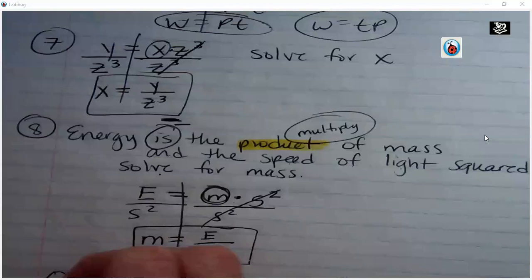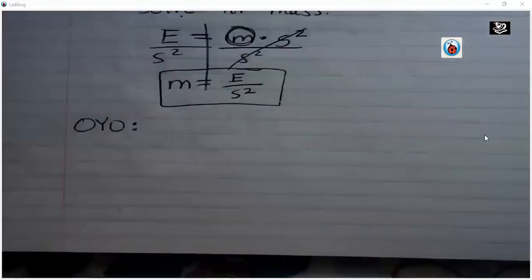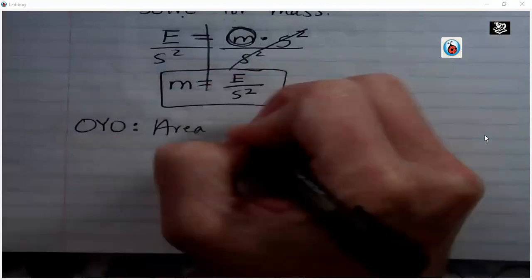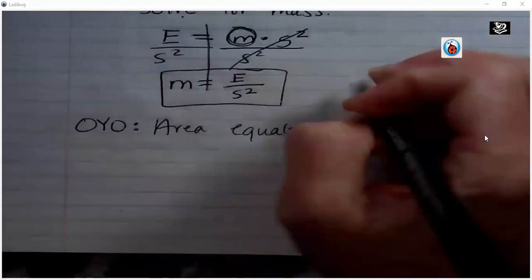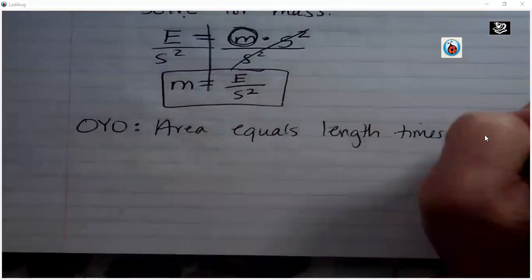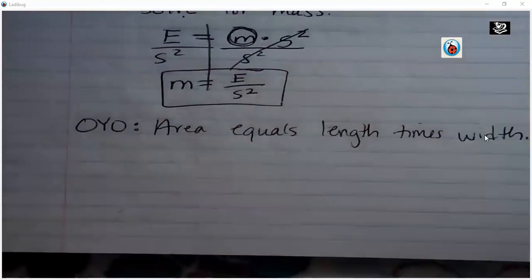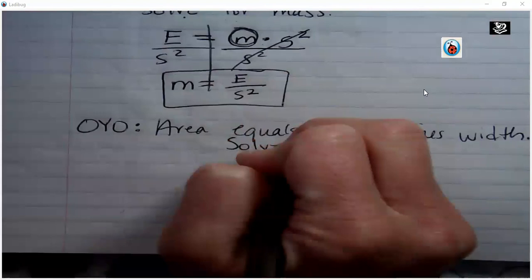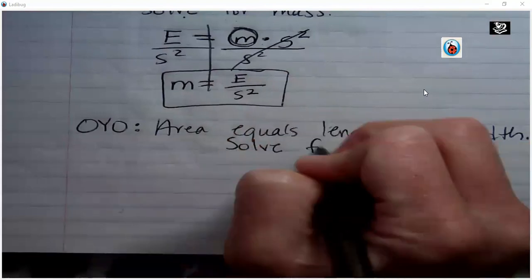All right, try this one on your own. Area equals length times width. Solve for W.